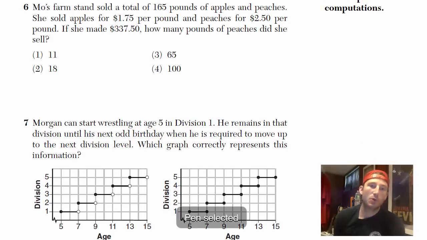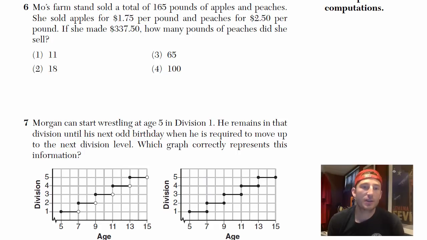Number 6. Mo's farm stand sold a total of 165 pounds of apples and peaches. She sold apples for $1.75 per pound and peaches for $2.50 per pound. If she made $337.50, how many pounds of peaches did she sell? I'm going to solve this using the answers way. And what I'm going to assume is, I don't know if this is true, I'm going to assume this is the right answer. So here's a strategy to use if you have no idea how to do the problem.